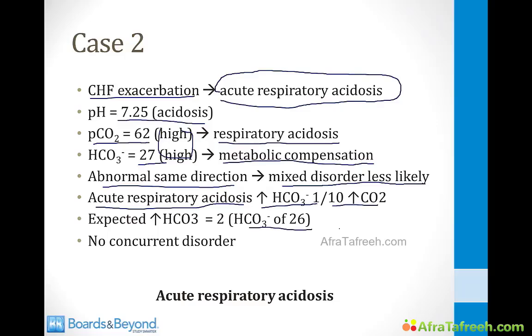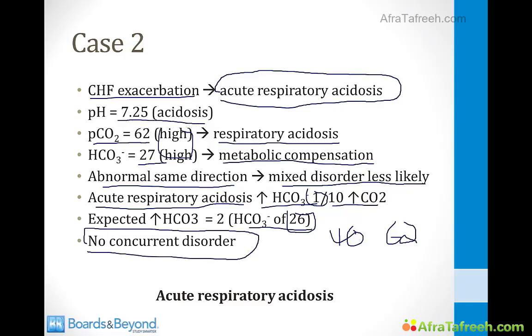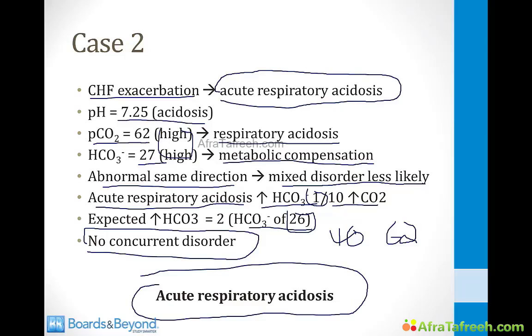Our PCO2 has gone from 40, which is normal, up to 62. So that's an increase of about 20. So therefore, we expect a 2 increase in the bicarb. So the bicarb should go from 24 to about 26. And it's 27, so it's very close. So we can conclude that there is no concurrent disorder. So this is a simple acute respiratory acidosis due to congestive heart failure with no concurrent or mixed disorder.